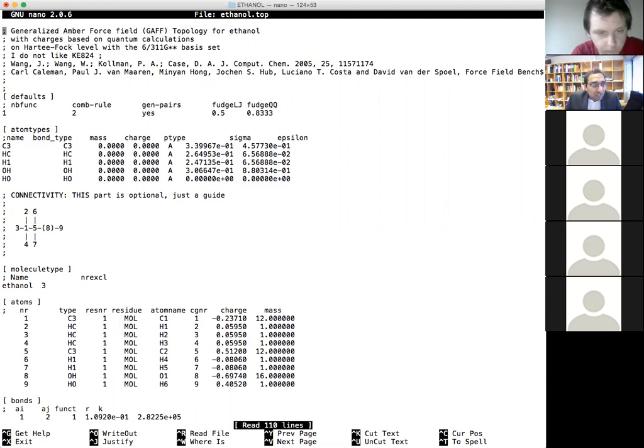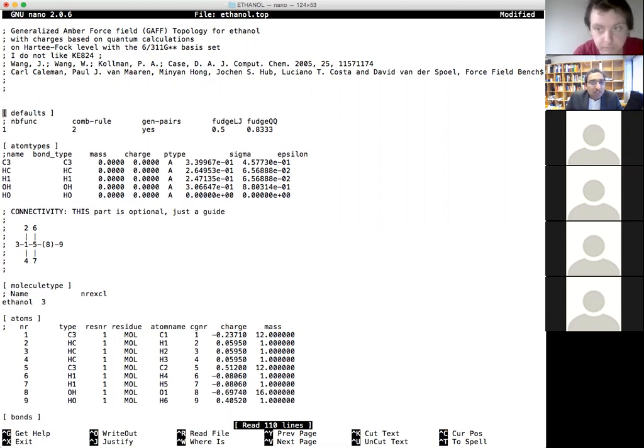Okay, I will go through each of these components now. So every line that starts with a semicolon is a comment. So you don't have to worry about it. When your simulation program reads this file, it will not look at these comments. Then there is something called defaults. This also we will talk about a little bit later. So don't worry about it now.